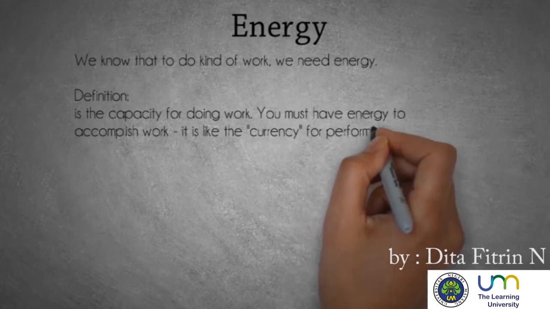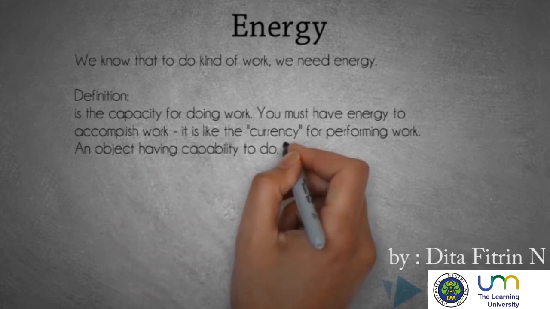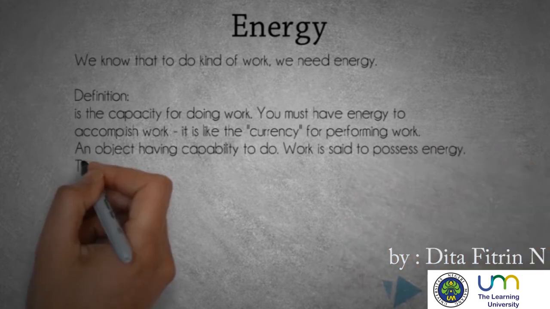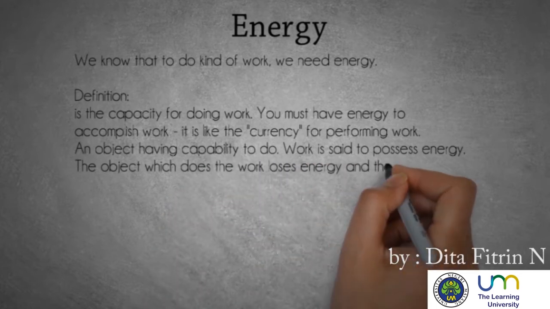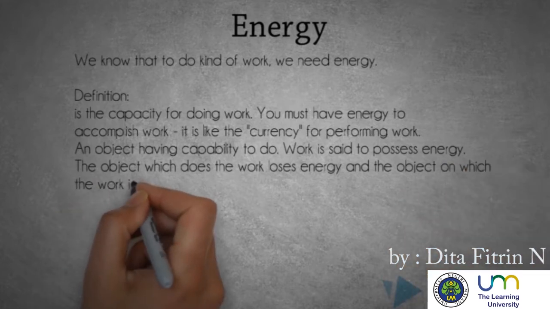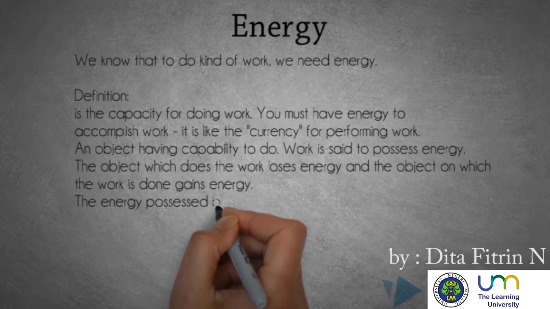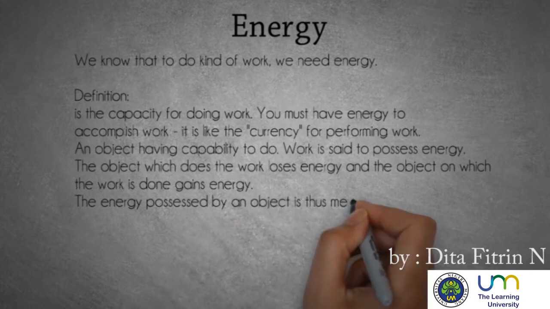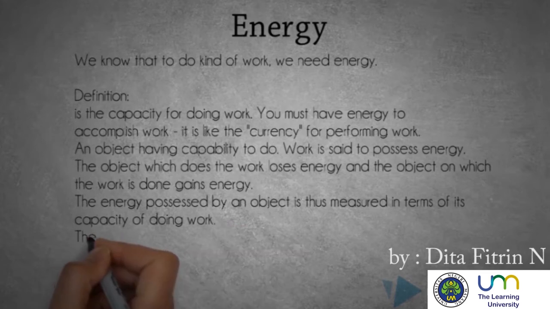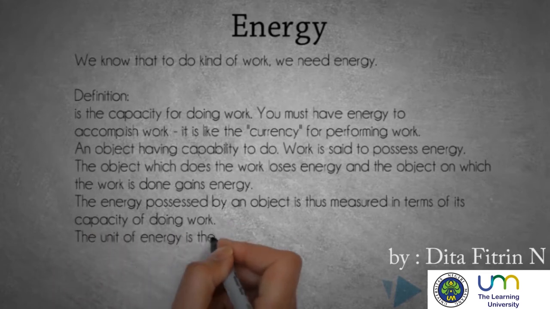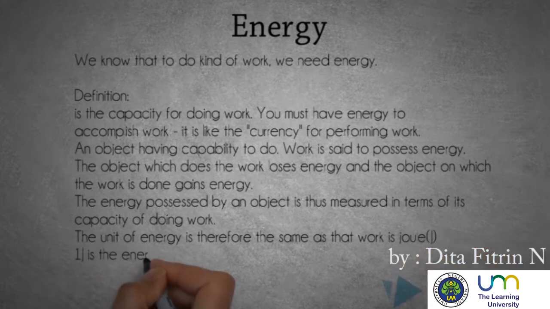An object having the capability to do work is said to possess energy. The object which does the work loses energy, and the object on which the work is done gains energy. The energy possessed by an object is thus measured in terms of its capacity for doing work. The unit of energy is therefore the same as that of work, the joule. 1 kilojoule is equal to 1000 joules.